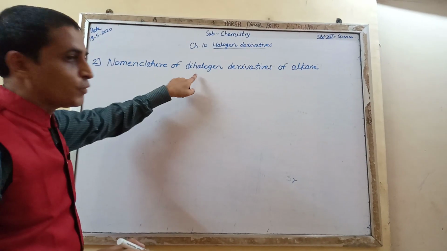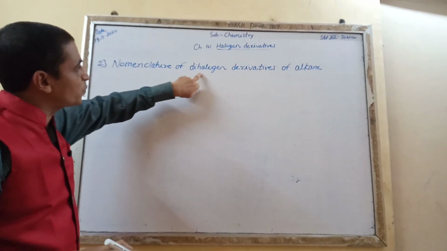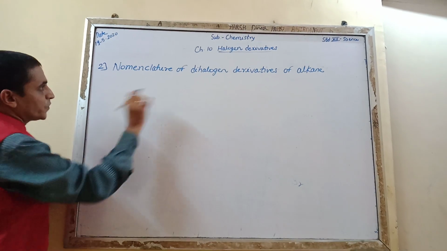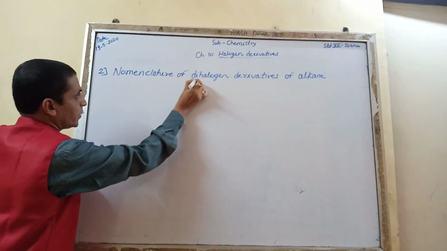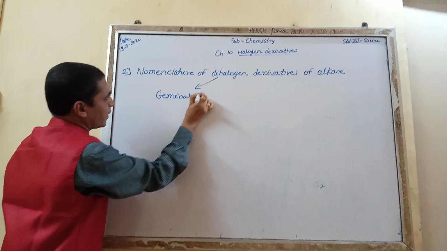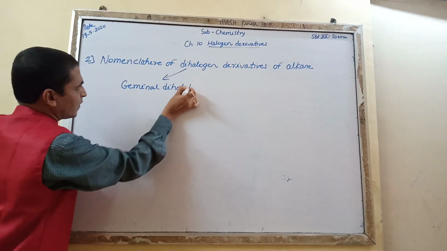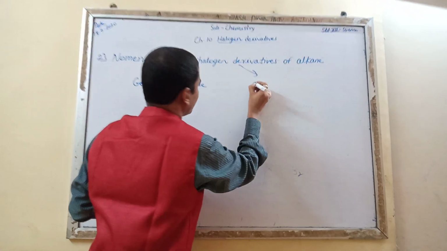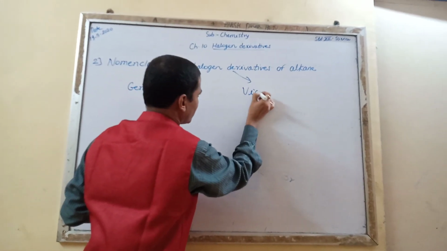Already we have studied about dihalogen derivative. Dihalogen derivatives are the compounds which contain two halogen atoms. There are two types. One is geminal dihalide, and the second type is vicinal dihalide.